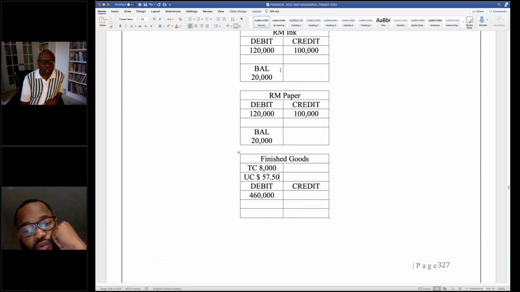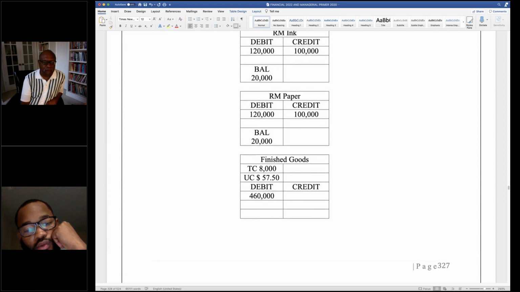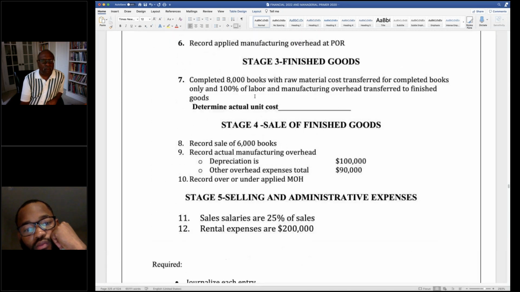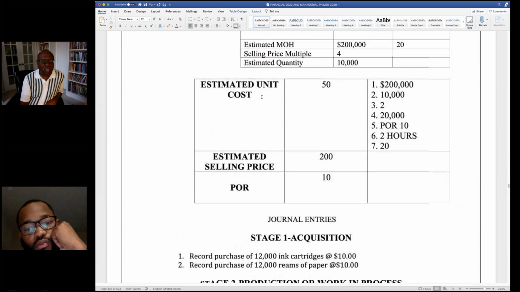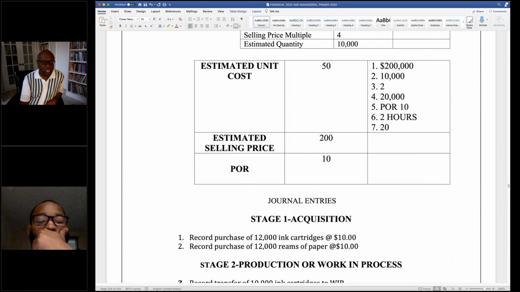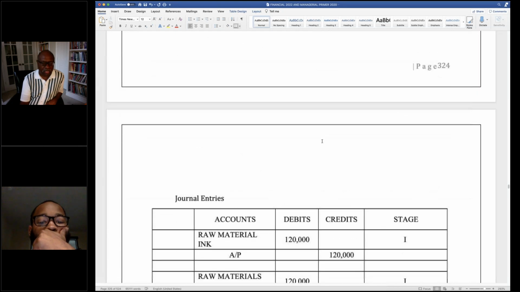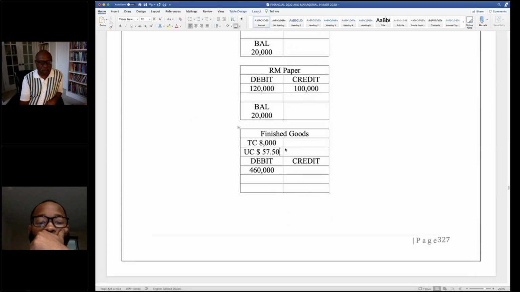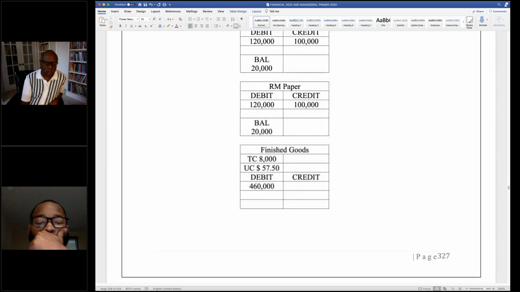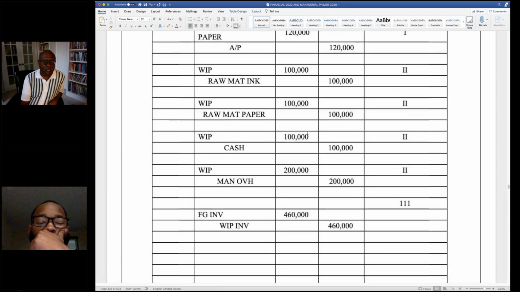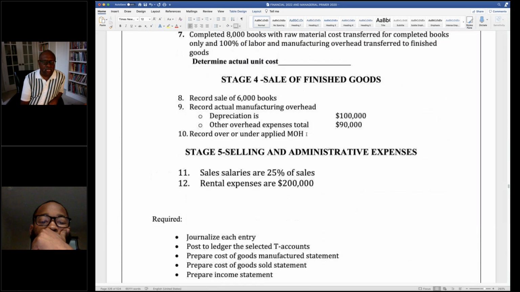So we go and we plan and we estimate a cost. And we go back up here at the top of the problem. We're supposed to be at a cost of 50. We're still going to sell at 200, but now we have a different cost of 57.50. So this is the actual cost we have to use when we get ready to transfer cost of goods sold. So that is all that we do in step 3.